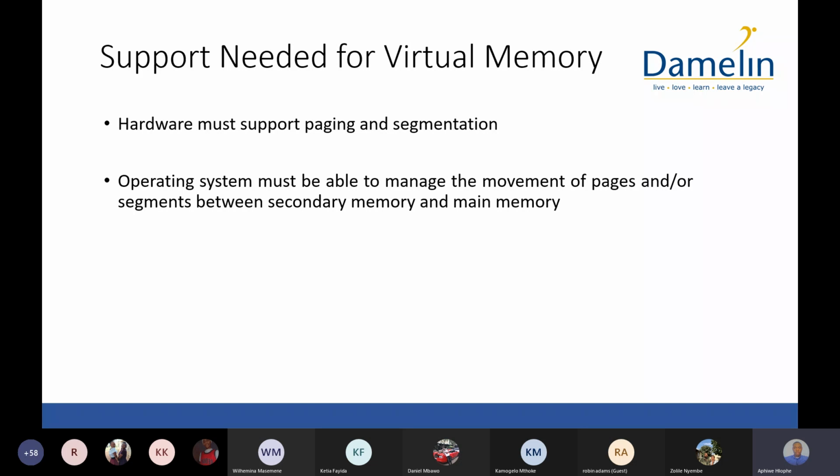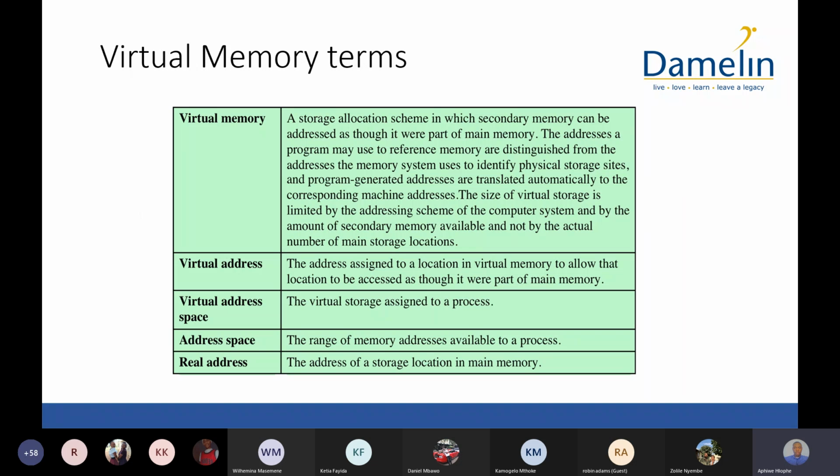The operating system must be able to manage the movement of pages and or segments between secondary memory and main memory. Okay, so even the operating system itself must be at the core of this process of creating virtual addresses. So your operating system must be able to support memory management, being virtual memory, and the hardware as well must be able to support paging and segmentation. So these are the key terms that constantly come up in the study unit, okay? And we already defined what virtual memory is.